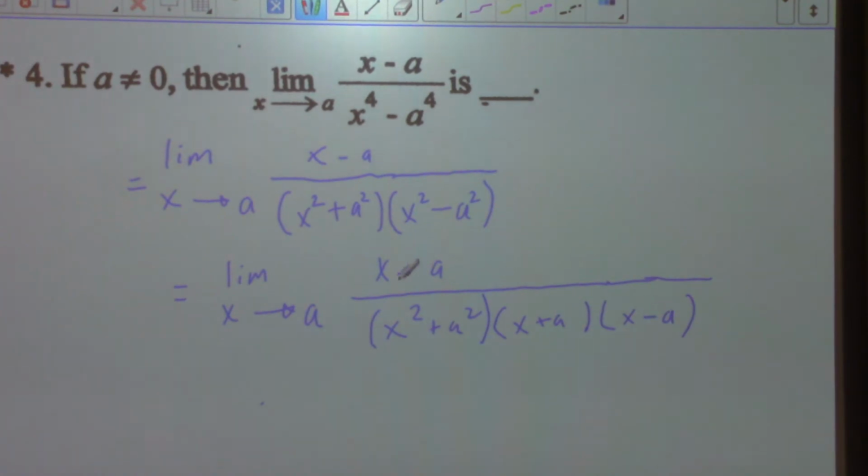So now what happens here? Those cancel, these cancel. So now we can just plug in at this point, right? The limit of 1 over x squared plus a squared times x plus a. So now we're not indeterminate anymore because we have 1 in the numerator. So now we can just substitute in. So we substitute in, what do we get?